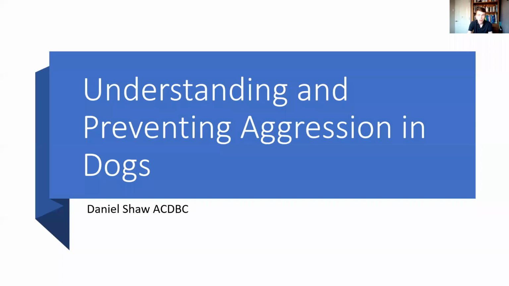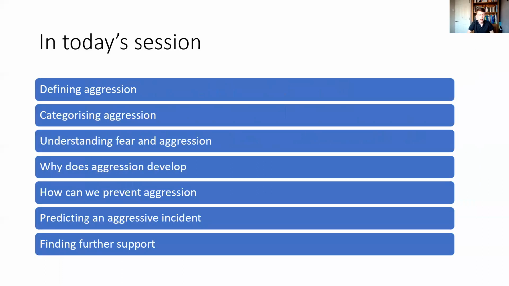Okay, so understanding and preventing aggression in dogs. Today we're going to be looking at how we define aggression, how aggression can be categorized, understanding the link between fear and aggression, a little bit of a look at why aggression does actually develop in the first place, or why it might develop, and how we can prevent aggression from developing as well.